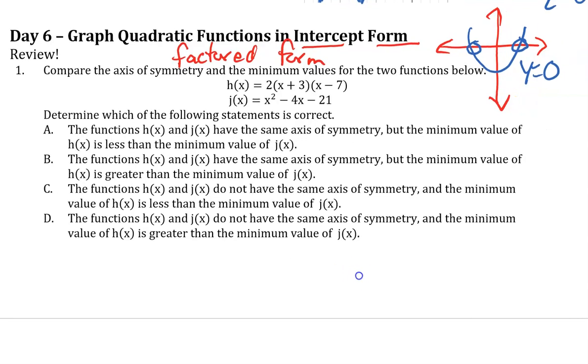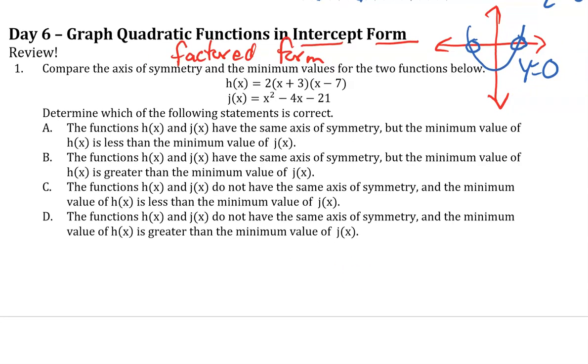So we're going to compare two equations, h of x and j of x, two functions. So h of x is 2 times x plus 3 and x minus 7. Those are our two factors. It's already factored out. J of x is not yet factored, but we can factor it. This would be x plus 3 times x minus 7.